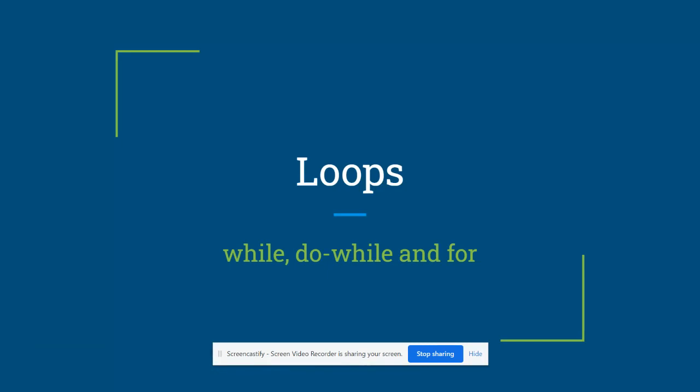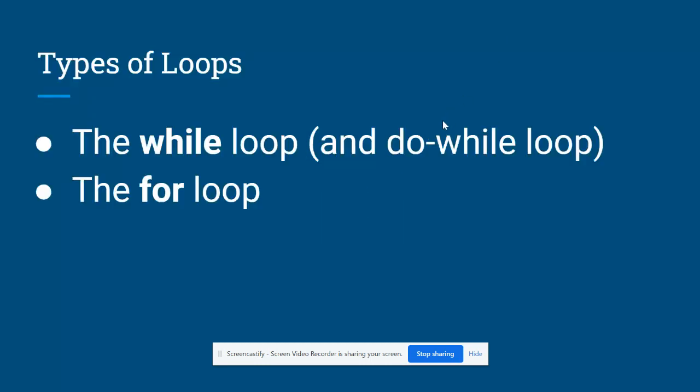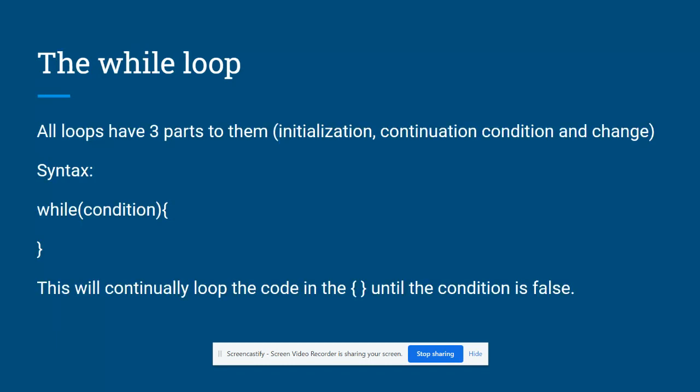This video is going to be about loops in Java. There's three different types of loops: a while loop, a do while loop, and a for loop. I'll just cover the while loop and the for loop in here. The do while is just a slight variation on the while. So those are the two main types that I'm going to introduce.